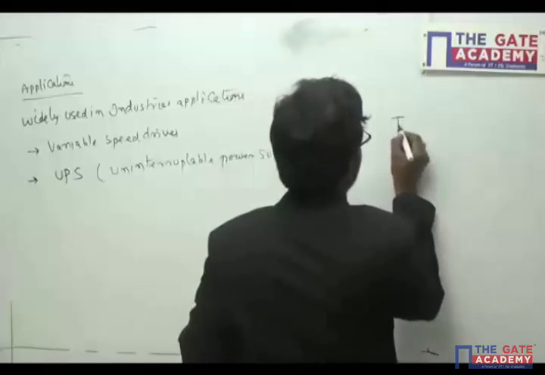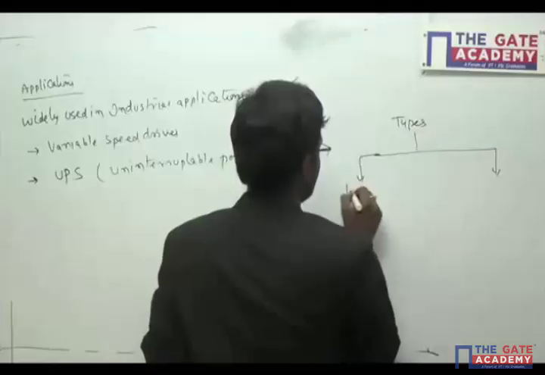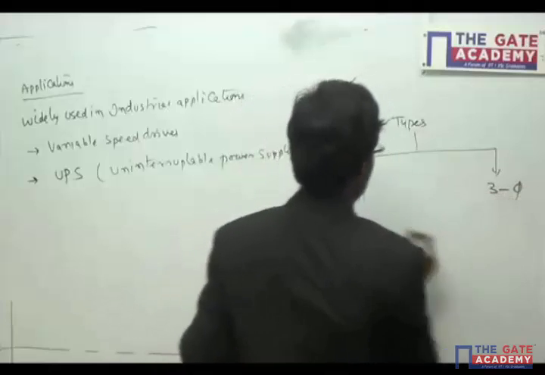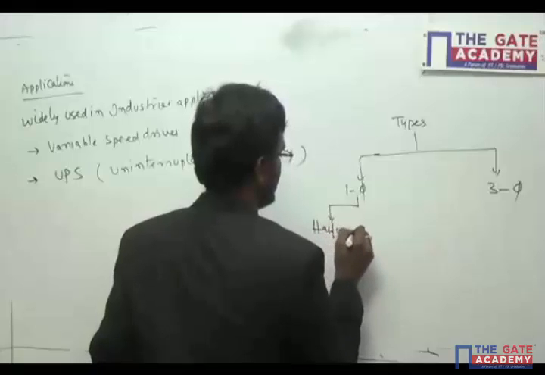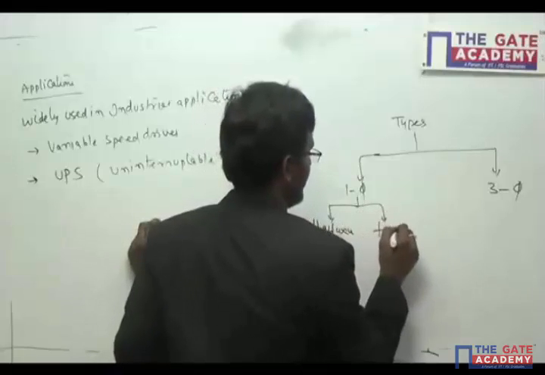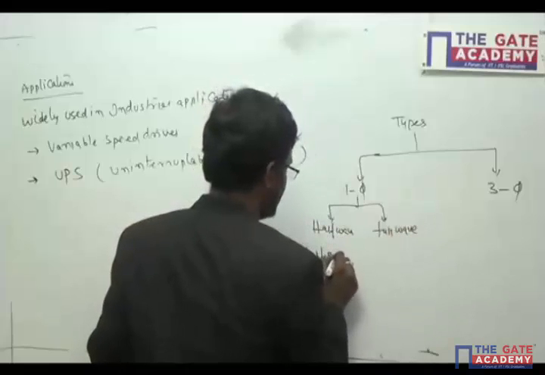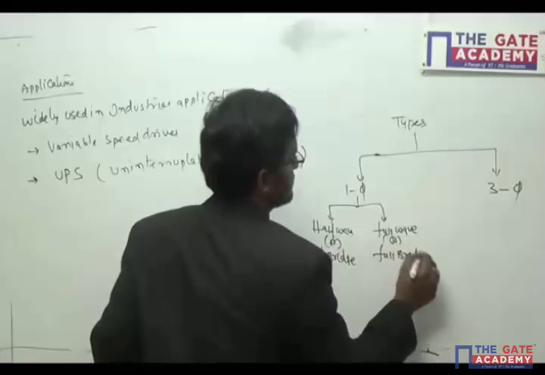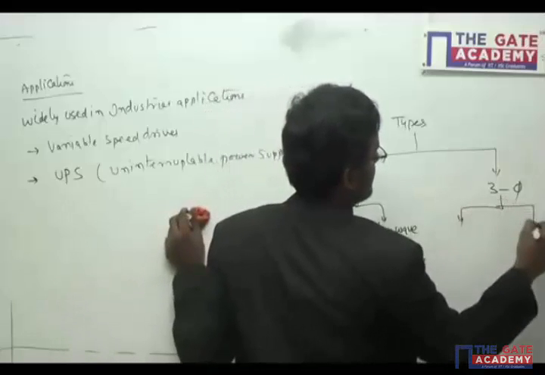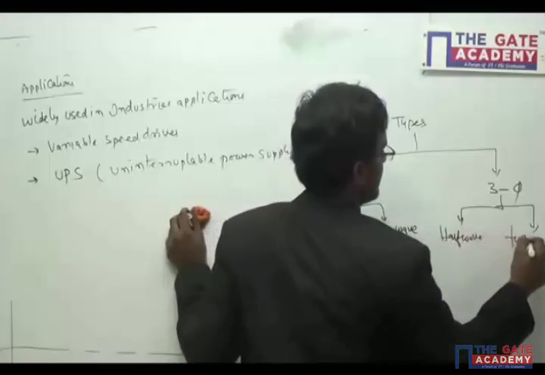Next, types of inverters. You basically have two types, single phase and three phase. In single phase you have half wave, full wave. Sometimes this is also called half bridge. This is a full bridge. Here also the same thing. Half wave, full wave.